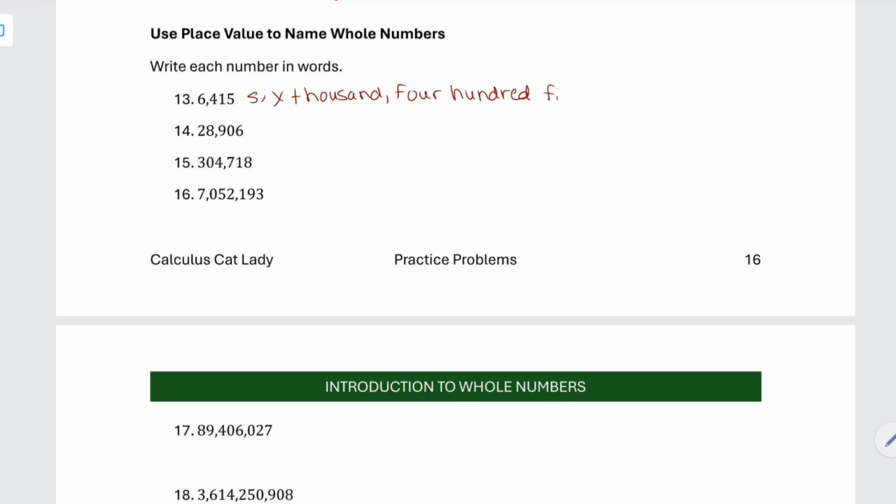415. There is not the word "and" in there. When people say it out loud, they like to say things like "and 415," but that is not actually correct.